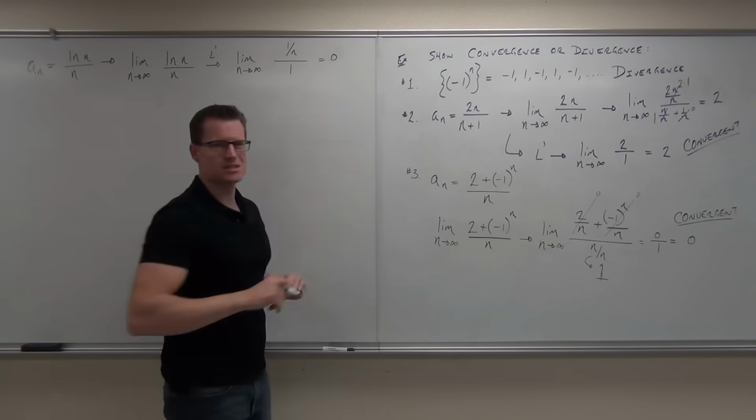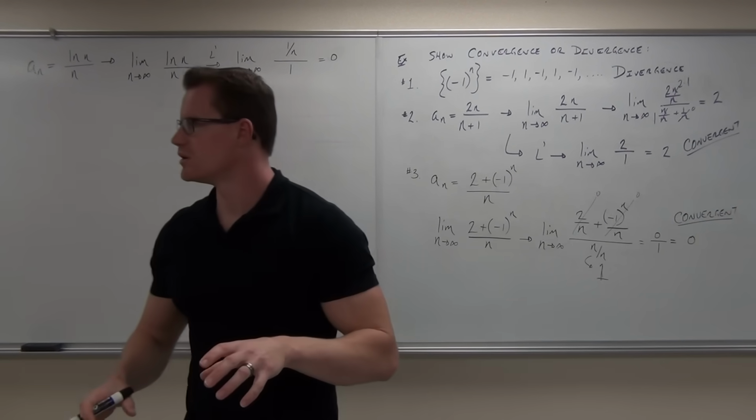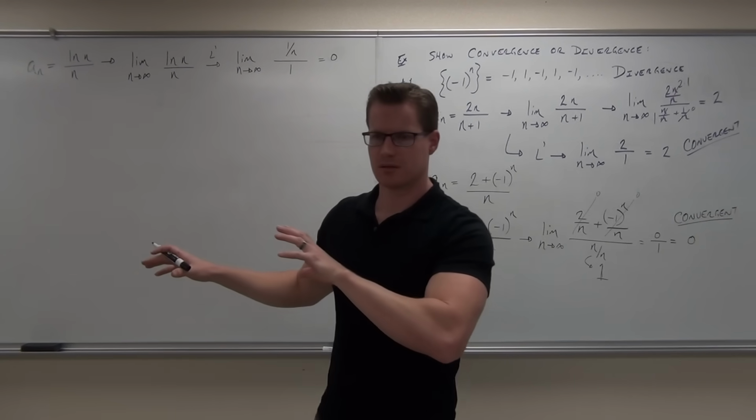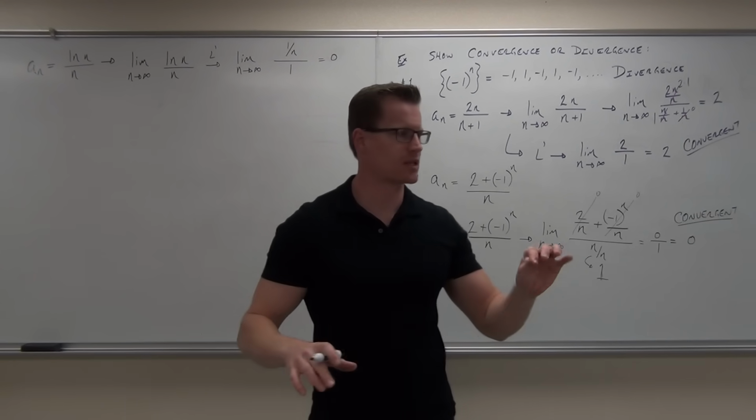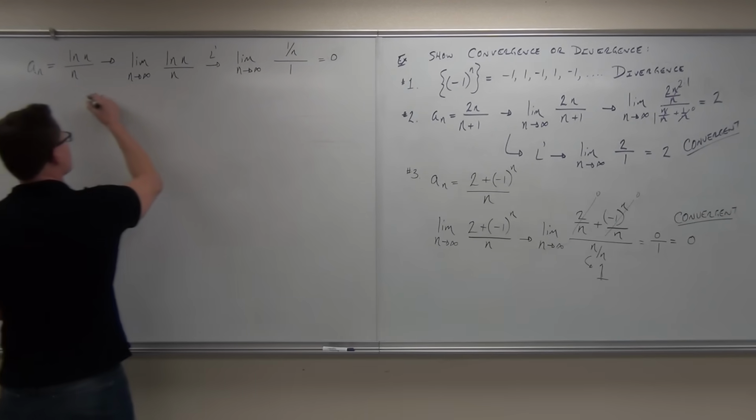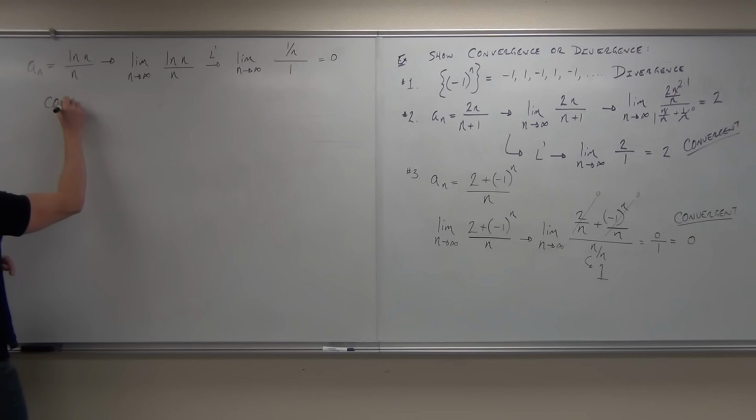How much is 0 over 1? 0. Is this sequence convergent or divergent? Convergent. Because why? Because it doesn't have to be 0. Because the limit exists. Because it exists. That's why. So we've just shown that this sequence is convergent.